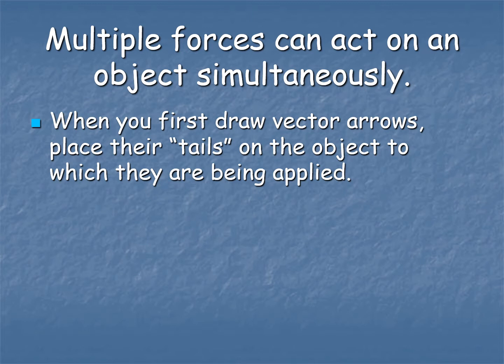On any given object, multiple forces could be acting at the same time. When you first draw vector arrows, place their tails on the object to which they are being applied. So let's include an object here. And now let's draw two vector arrows. So you see vector A and vector B. These two vectors happen to be at right angles, and B is larger.